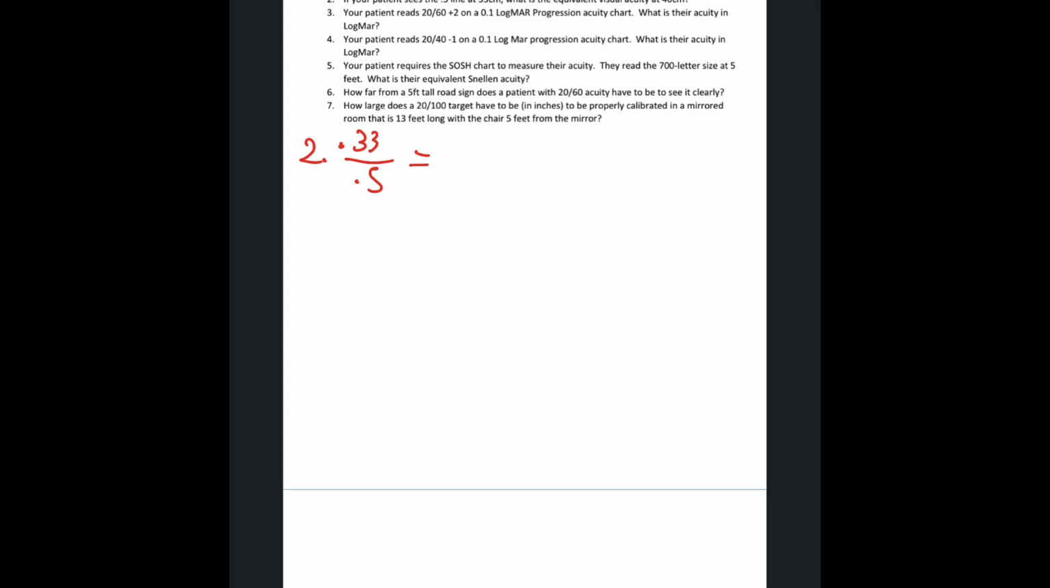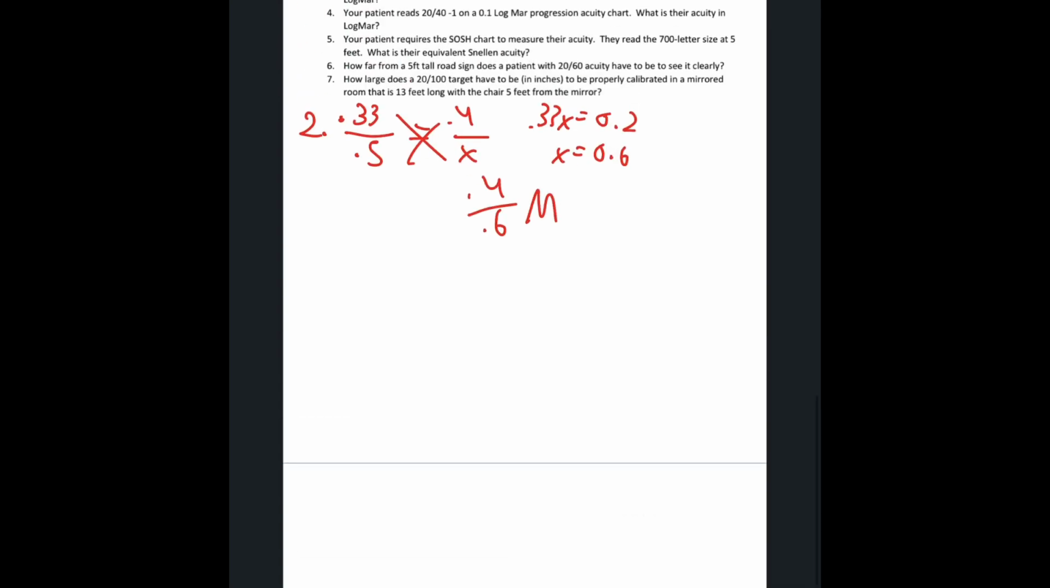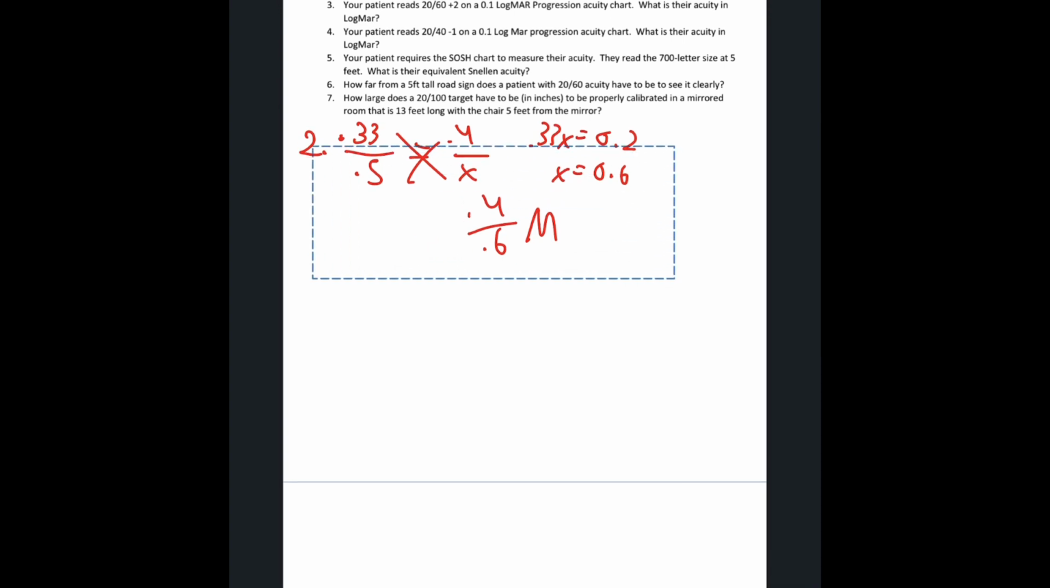So 0.33 over 0.5 equals, and by that I mean leaving it as meters as opposed to centimeters, 0.4, because 40 centimeters is 0.4 meters, over x. We cross multiply, so 0.33x equals 0.4 times 0.5 equals 0.2. And so if we divide that by 0.33, we get x equals 0.6. And so our answer is 0.4 over 0.6. And then I just want to confirm that's right. Yeah, and 0.4 over 0.6 m. Okay.